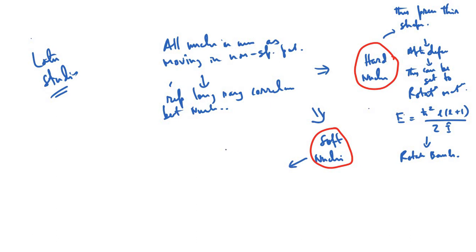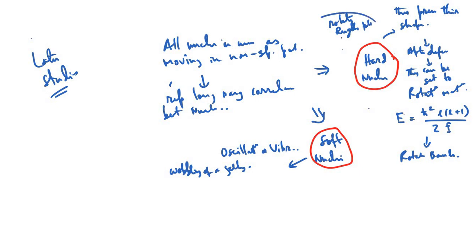Oscillations or vibrations can be easily induced because of this deformation, like the wobbling of a jelly. So this one is like wobbling of a jelly, and this was like a rotating rugby ball, football, and this is like the example I am giving, wobbling of a jelly.